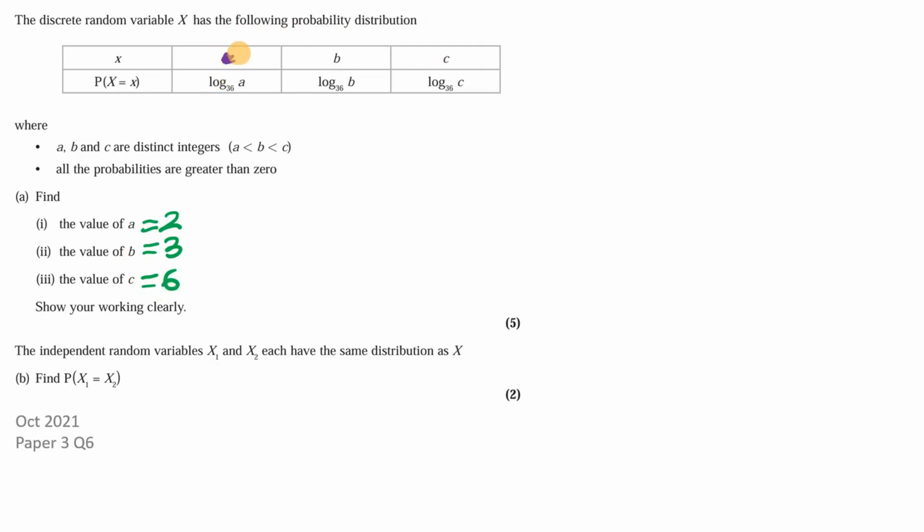So a is 2, so this here is going to be log base 36 of 2. We know that b is 3, so this is going to be log base 36 of 3, and we know that c is 6, so it's going to be log base 36 of 6. Now log base 36 of 6, if you put this into your calculator, is equal to a half. It comes out as a clean value. So this here is the probability distribution, okay?